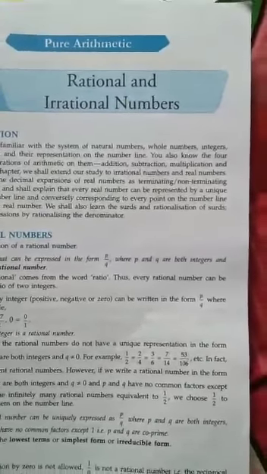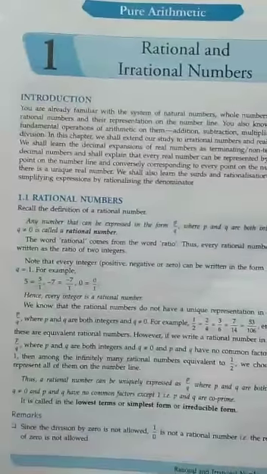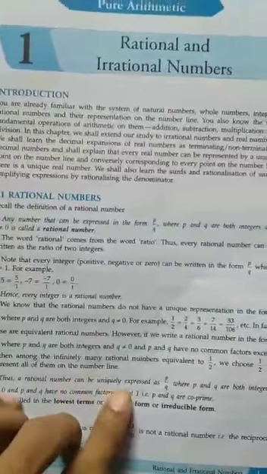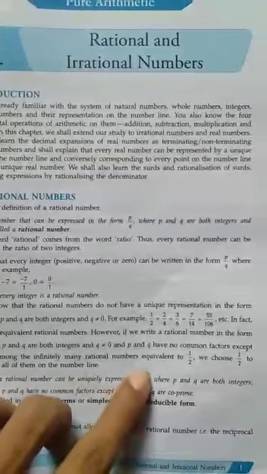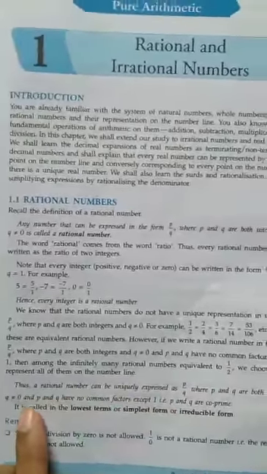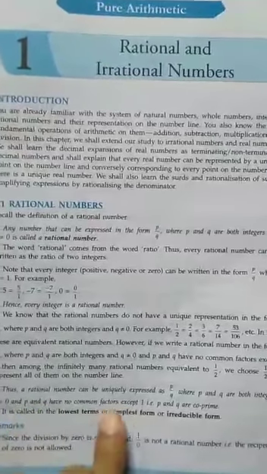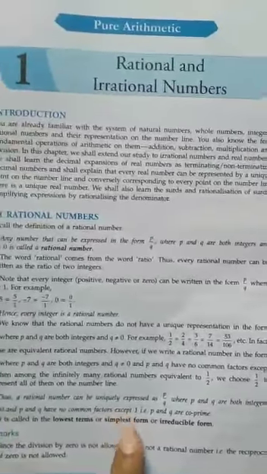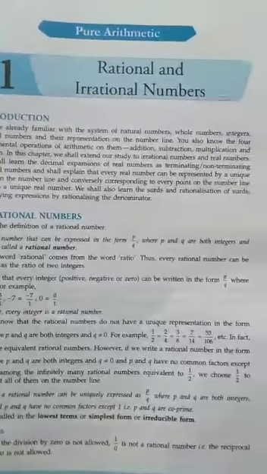So we can say that a rational number can be uniquely expressed as p by q, where p and q are both integers and q not equal to 0, and p and q have no common factors except 1. That means p and q are co-prime.